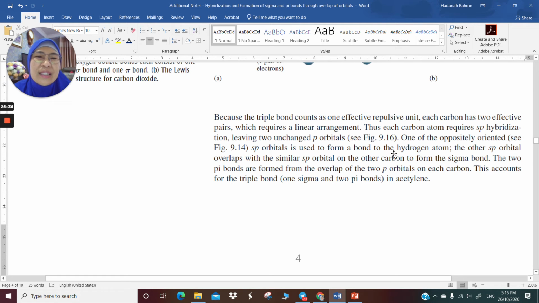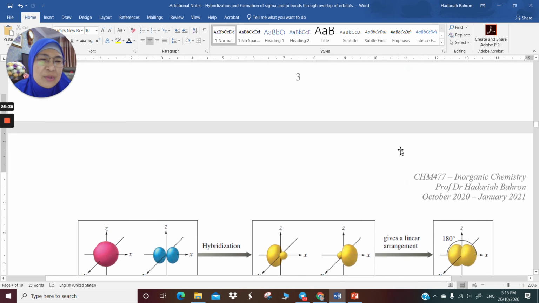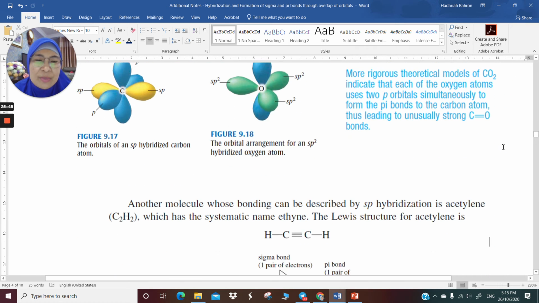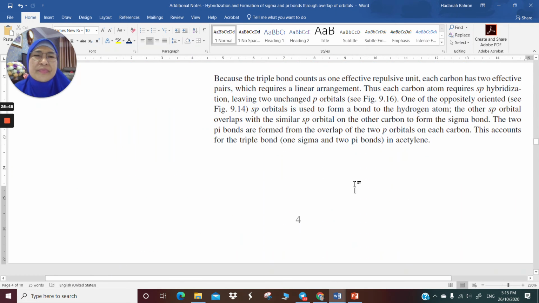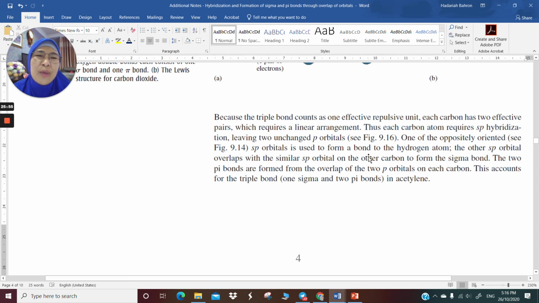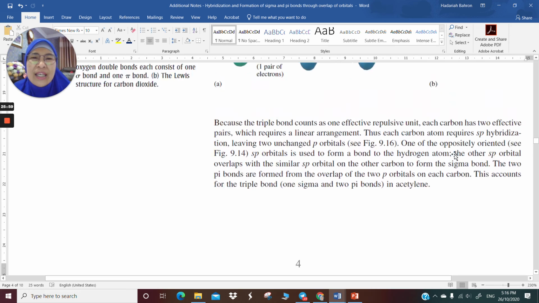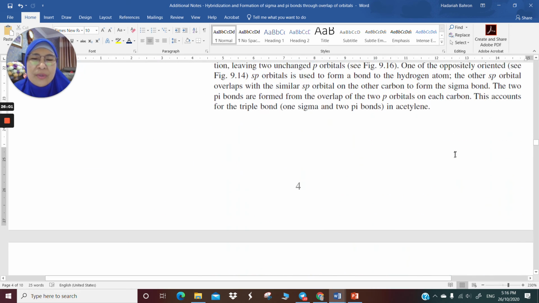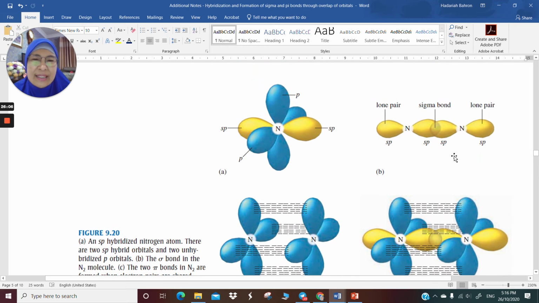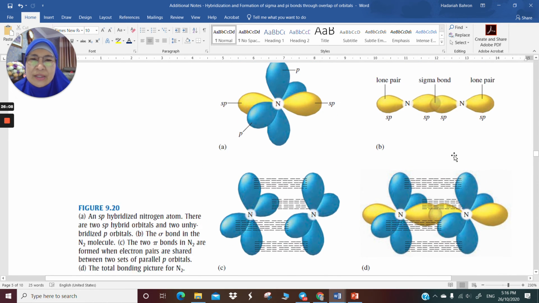Refer to figure 9.16. Go back to 9.16. There you go. You have sp hybrid orbitals and two unhybridized p orbitals there, with opposite orientation. See figure 9.14, the sp orbital is used to form a bond to the hydrogen atom, and so on and so forth. There's so much there. Yeah, this is the ethyne.